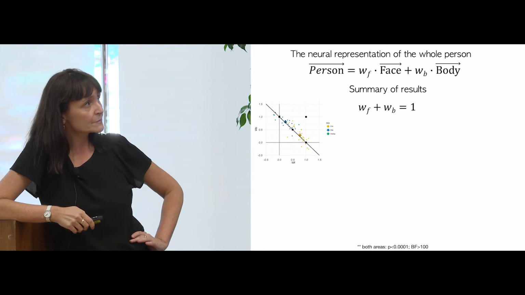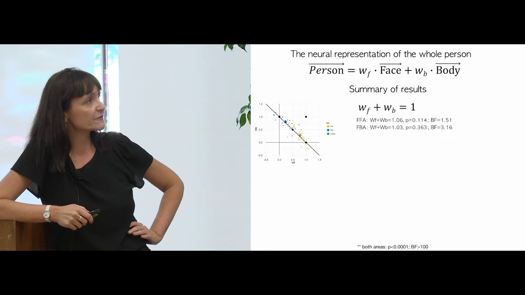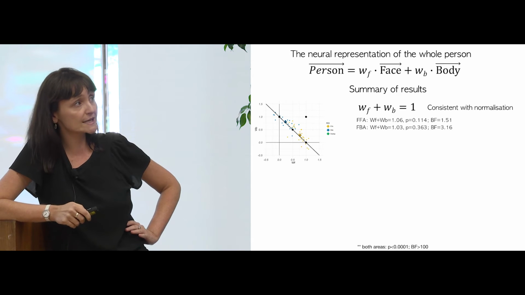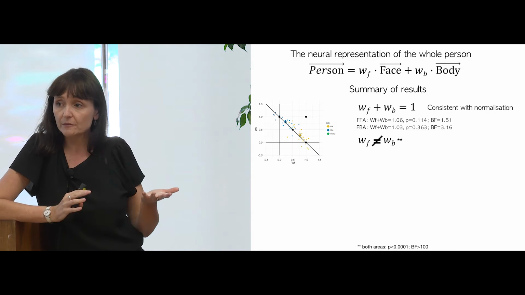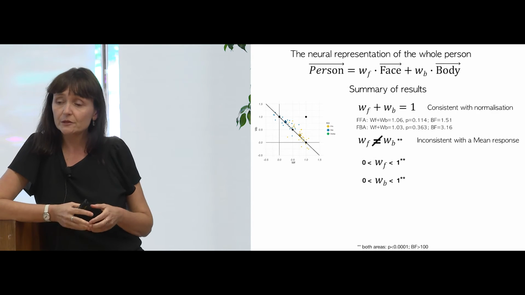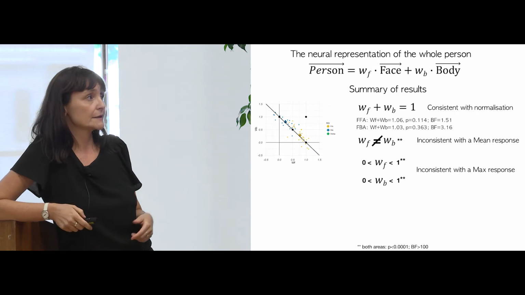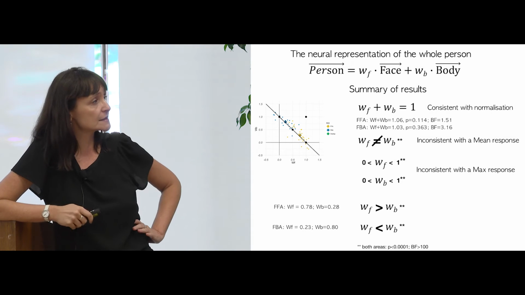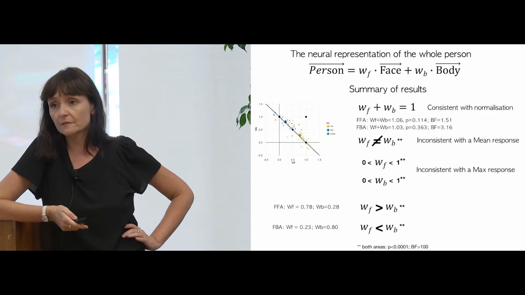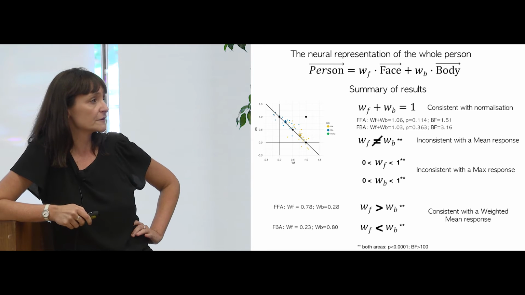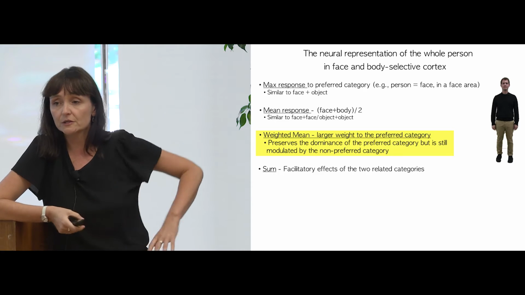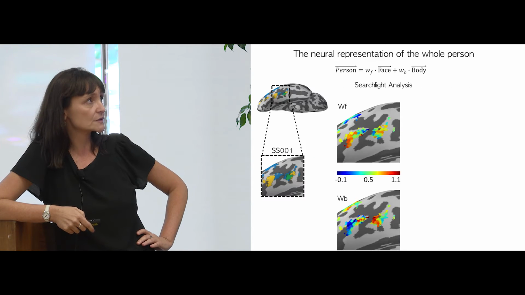response. And basically, when we run statistical analysis, we find that the sum of WF and WB is not significantly different from 1. That's consistent with the normalization model. We also found that WF and WB are different. This is inconsistent with the mean response model. We find that WF and WB were different from 0 and from 1. That's inconsistent with the max response. And what we find is that, pretty symmetrically in both areas, the weight for the face is higher than for the body in the face area, and the weight for the body is higher than for the face in the body area, consistent with a weighted mean response in which both stimuli are actually influencing the representation of the whole person.